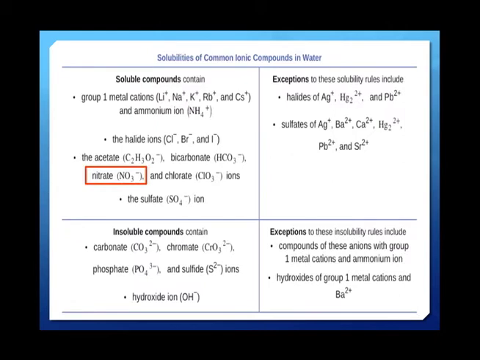Well, it looks like nitrates are water soluble, and potassium is not one of the exceptions to this rule. So potassium nitrate will be water soluble and therefore remain an aqueous species. Halides also tend to be aqueous, but lead is listed as one of the exceptions. So lead iodide will be water insoluble and will therefore form a precipitate.